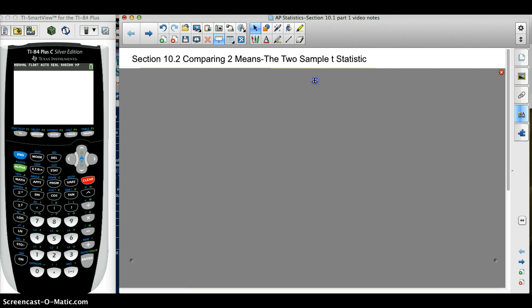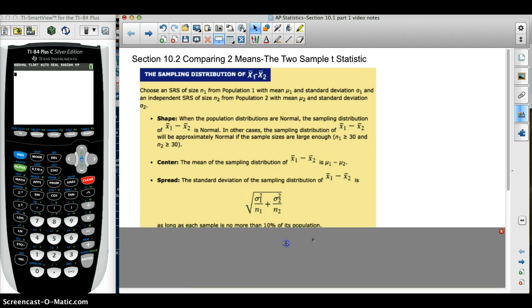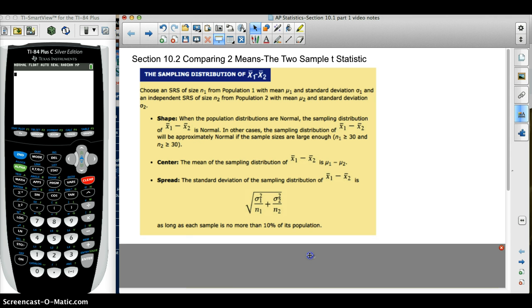Okay, so the very first thing, just a refresher from your reading, is remember you can determine what the shape, center, and spread is from a sampling distribution. Make sure you read this part over in your textbook, but it just states that you have two totally different populations, each with their own mean and each with their own standard deviation. They both have simple random samples independent of each other. Okay, so if the shape of the population distributions is normal, the sampling distribution of x bar sub 1 minus x bar sub 2 is normal.